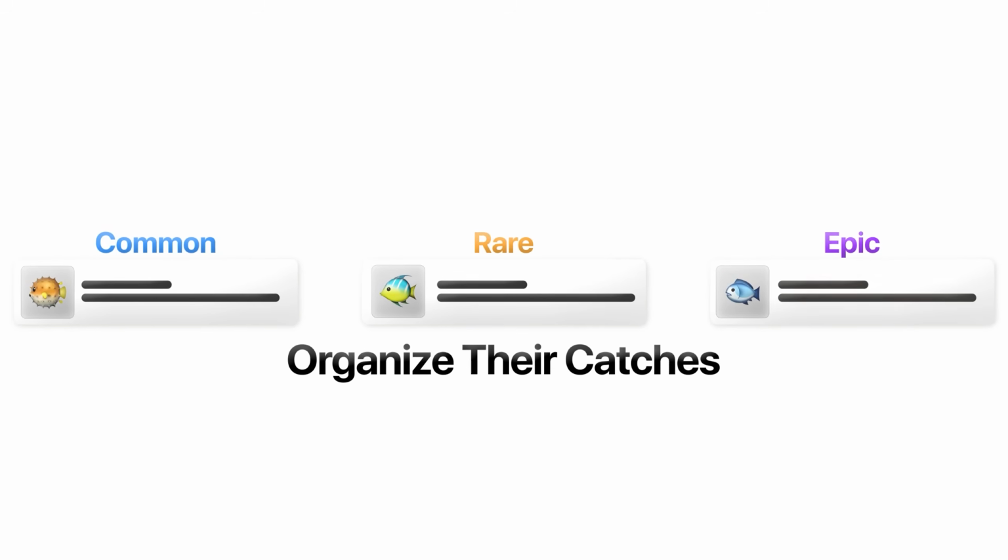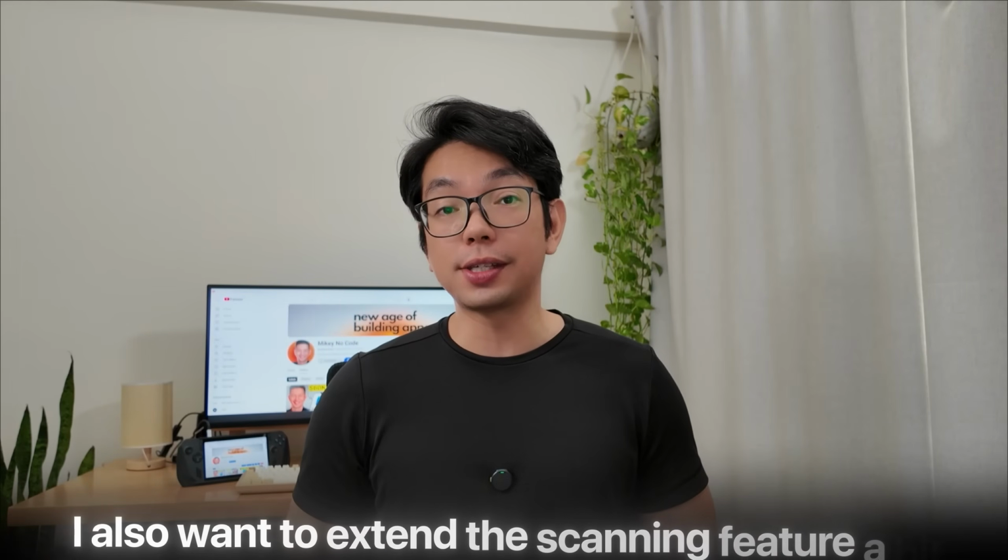Okay, so far the app can scan fish and save them in history, but there still is not a good way for users to organize their catches. So naturally, the next step is to build out the collections page so that scanned fish can be grouped, tagged, and browsed a lot more easily and efficiently. I also want to extend the scanning feature a bit by letting Gemini categorize each fish by rarity from small to, let's say, legendary.